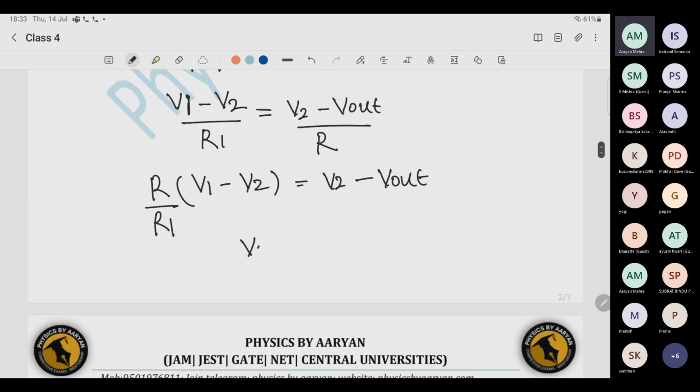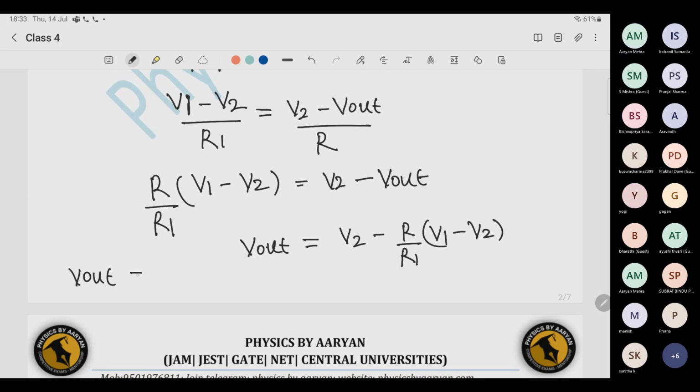So what is the value of V out? V2 minus R by R1 times V1 minus V2. Do these calculations, complete these calculations. 1 plus R by R1, V2 minus R by R1, V1.